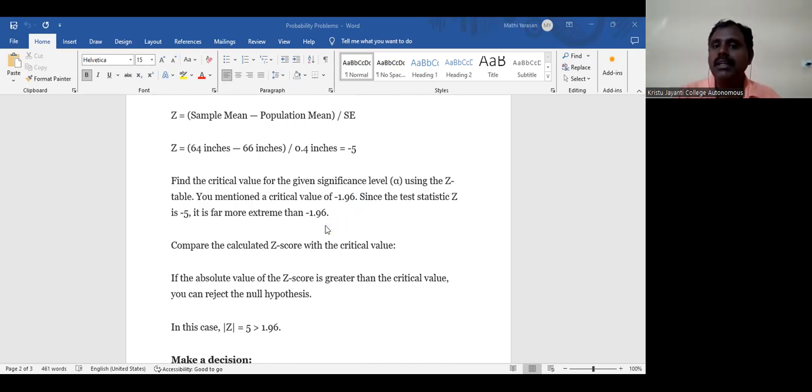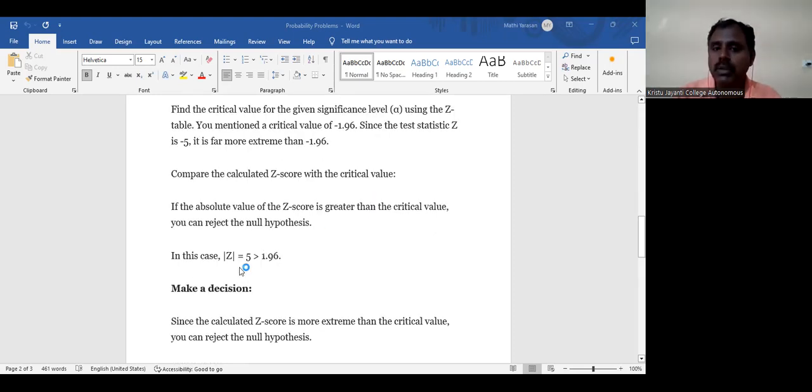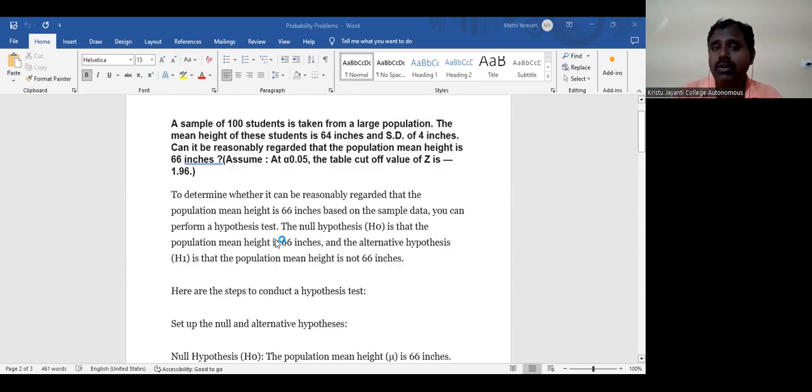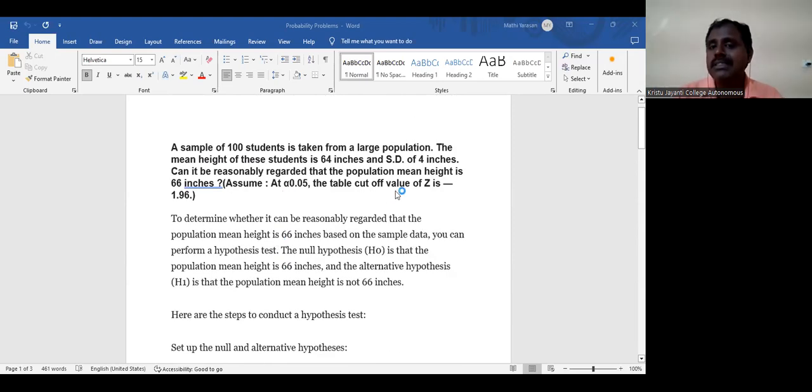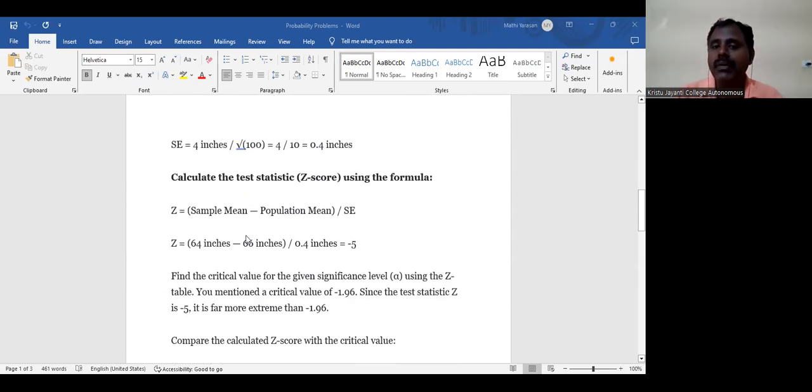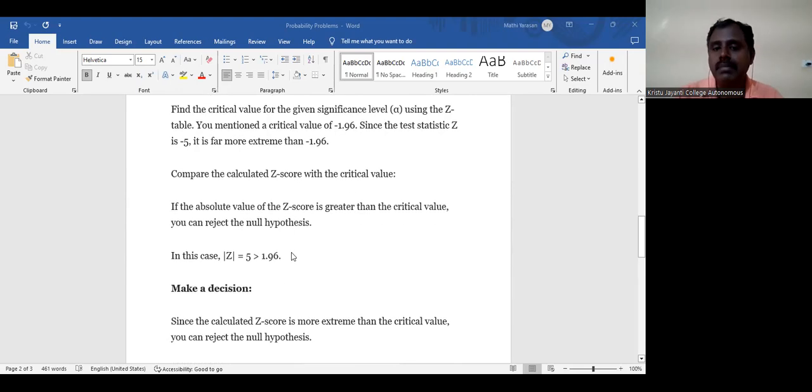Whether the Z value is negative or positive, both are extreme cases only. So we have to consider the modulus of Z value. Modulus of Z means you can remove the negative sign, so the modulus of Z will be 5. Now at 0.05, what is the table cutoff value they gave for Z? 1.96. So the calculated value is greater than the given table value.